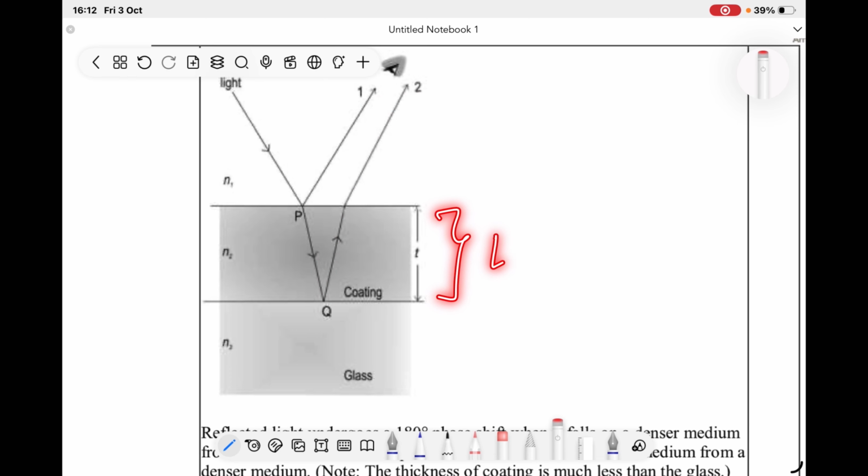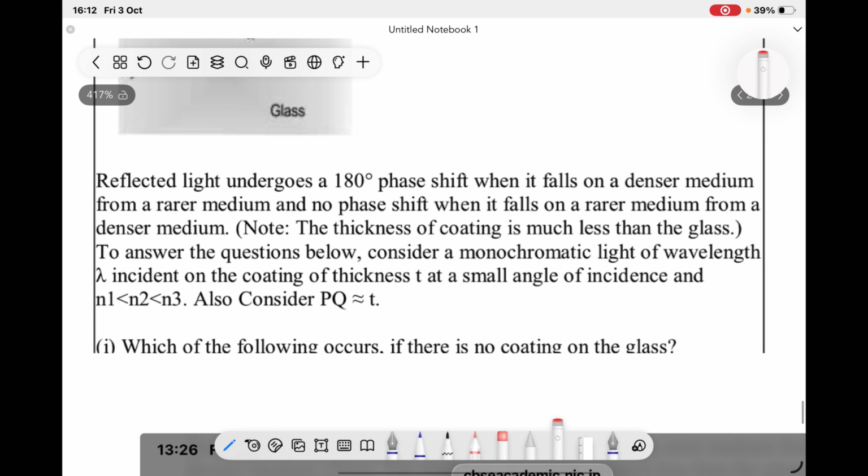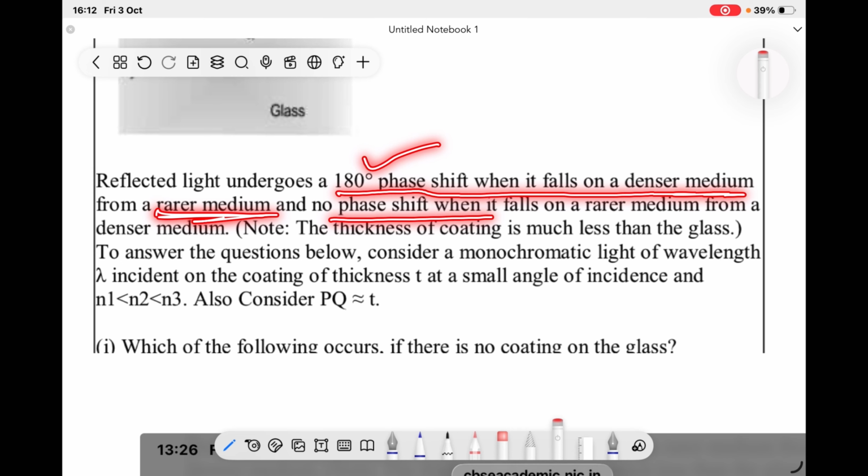The thickness of the coating is given as t. Reflected light undergoes a 180-degree phase difference when it falls on a denser medium from a rarer one. From rarer to denser, 180-degree phase difference, and no phase shift when it falls on a rarer medium from a denser one. Denser to rarer, no phase difference.